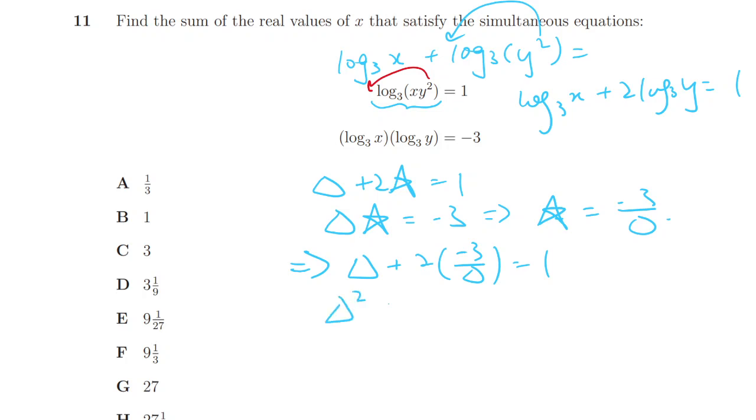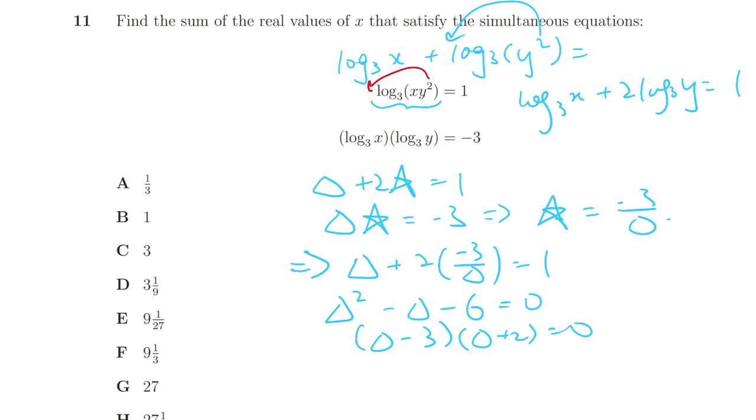Triangle squared minus triangle minus 6 equals 0. Have I done this correctly? Triangle squared minus triangle minus 6 equals 0. That should be fine. Good. And therefore we would have triangle minus 3, triangle plus 2, not too bad, equals 0. So triangle is either 3 or negative 2.